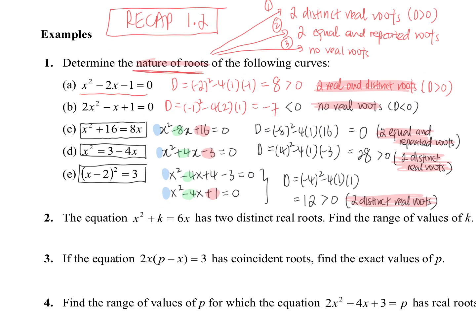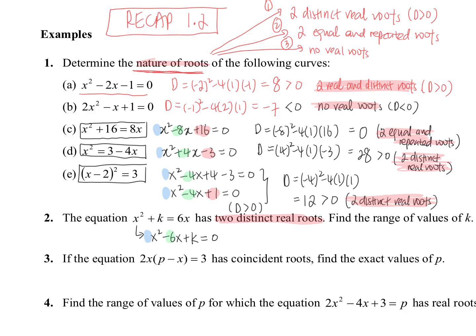Question 2. They say this equation has 2 distinct real roots. What does it mean? Discriminant more than 0. So they are telling you discriminant more than 0. Go and rearrange your equation to the form you want. Must rearrange. Always make sure the right hand side of your equation is equal to 0. Then your A, B, C is staring at you.